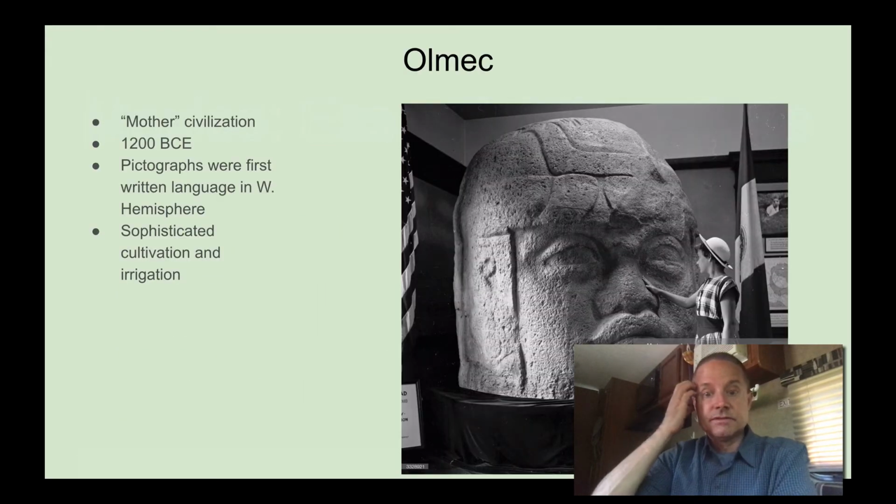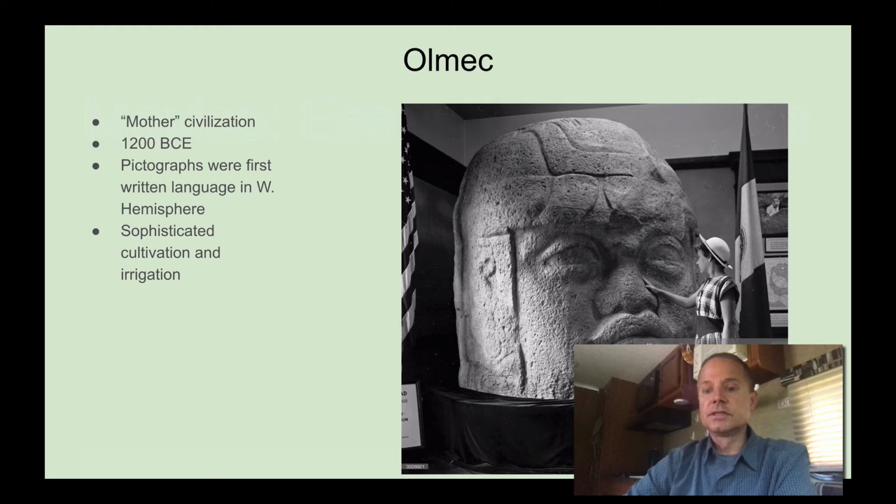One of the oldest civilizations in Mexico is called the Olmec civilization. It's sometimes considered to be the mother civilization. It starts around 1200 BCE. That's before the Common Era. That's like it used to be called just BC.